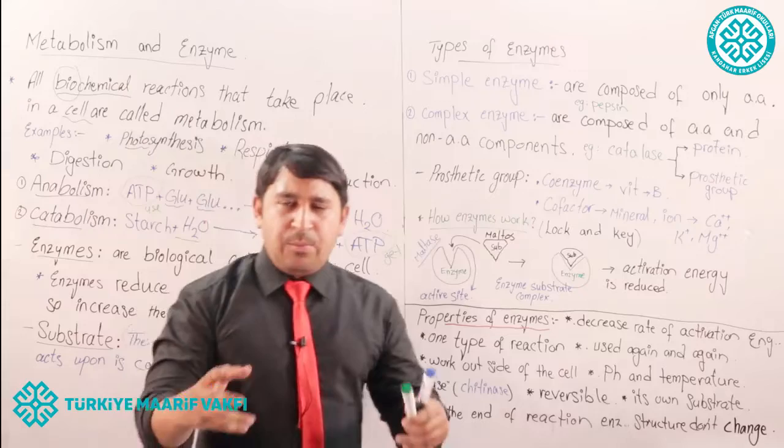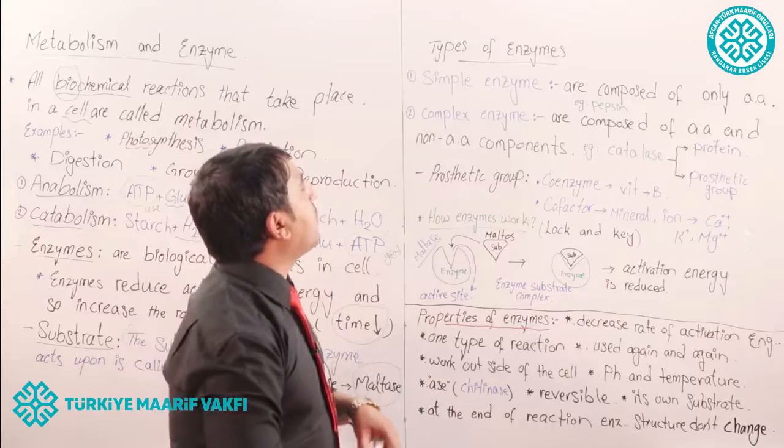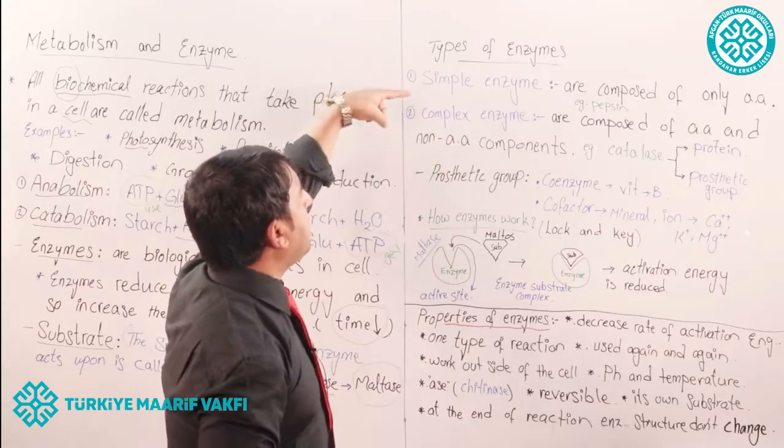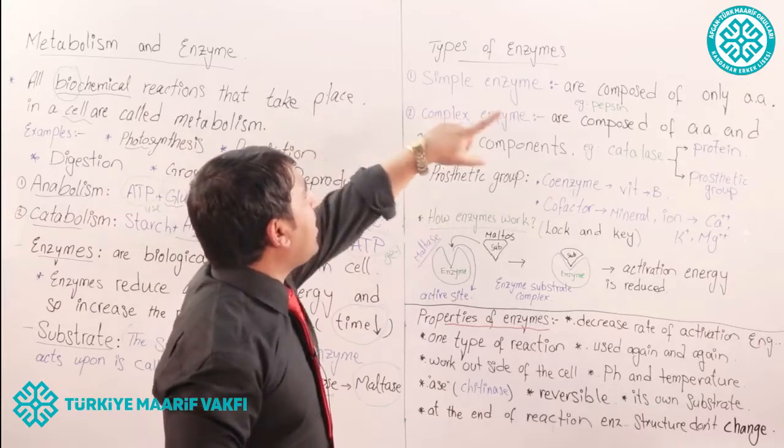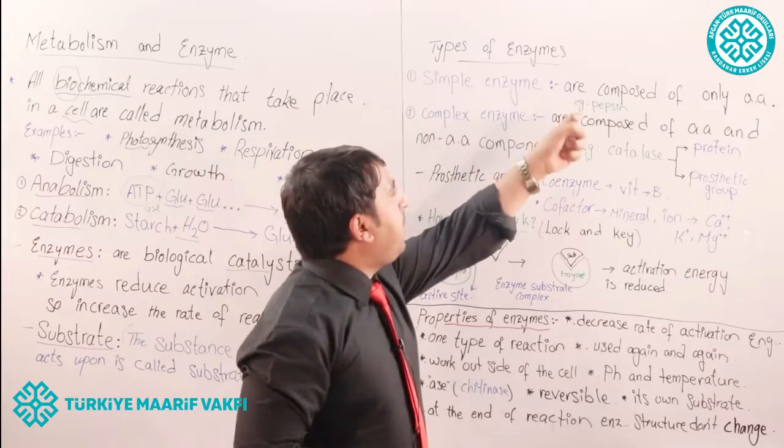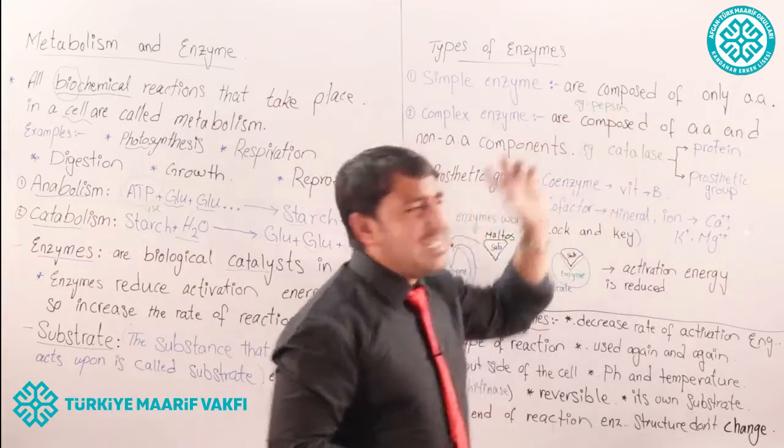Types of enzymes. How many types of enzymes do we have? We have two types of enzymes, simple and complex enzymes. What are the simple enzymes? Simple enzymes are composed of only amino acids.